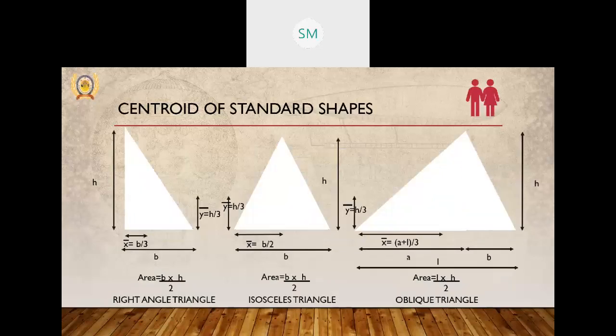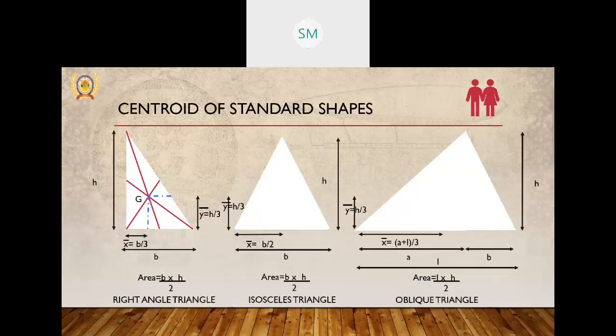Similarly, for the triangles, we have the right angle triangle. The area will be half into base into height, and the centroid from the x point of view will be b by 3 from the 90-degree angle and h by 3 in reference to the y-axis, y bar. That will be the intersection point of the medians. Similarly, for the isosceles triangle with base width b and height h, the area will be half into base into height, and then x bar will be b by 2 and y bar will again be h by 3.